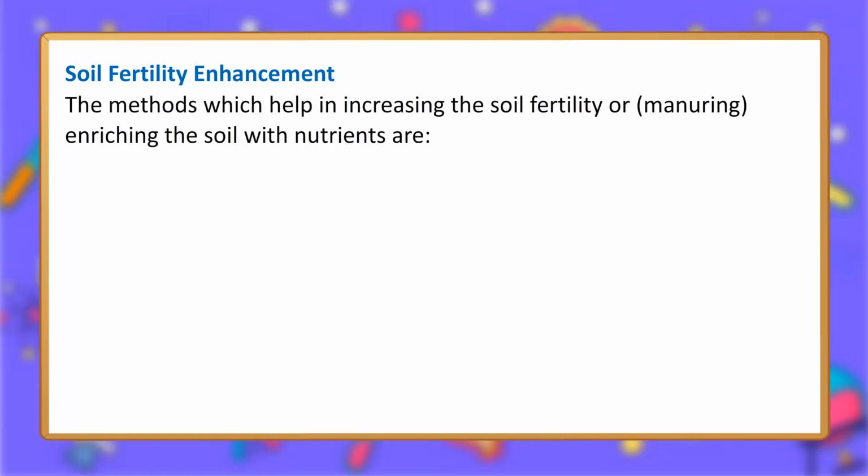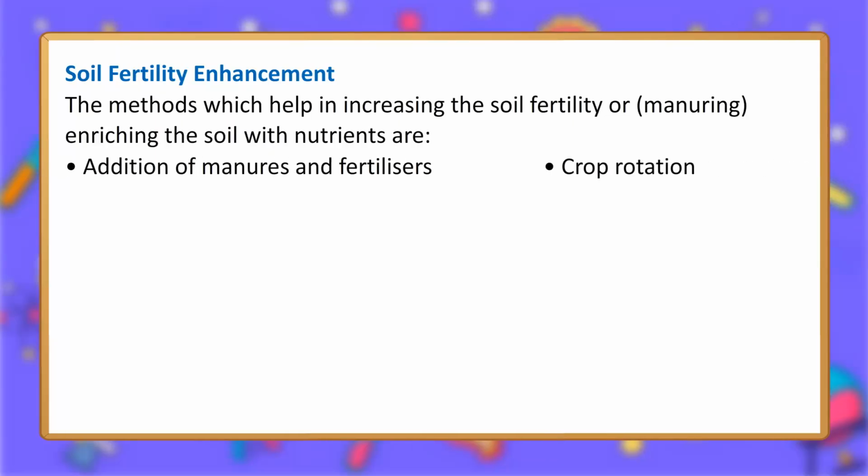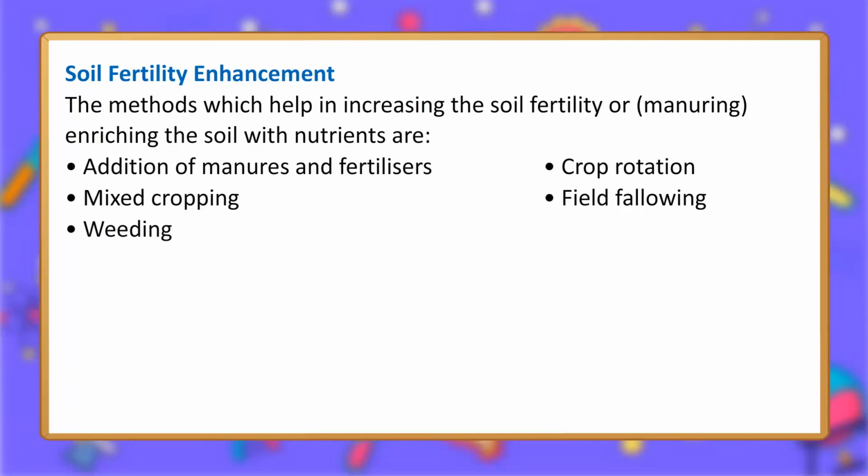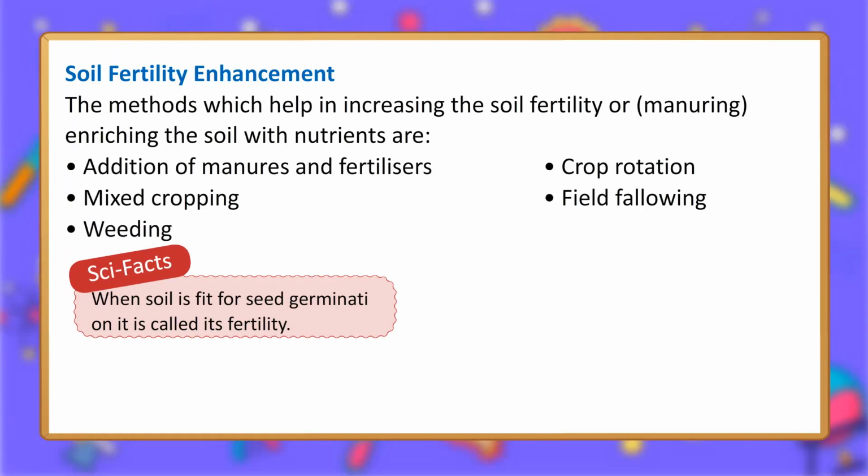Soil fertility enhancement. The methods which help in increasing the soil fertility, or manuring, enriching the soil with nutrients are: addition of manures and fertilizers, crop rotation, mixed cropping, field fallowing, weeding. Sci facts: when soil is fit for seed germination, it is called its fertility.